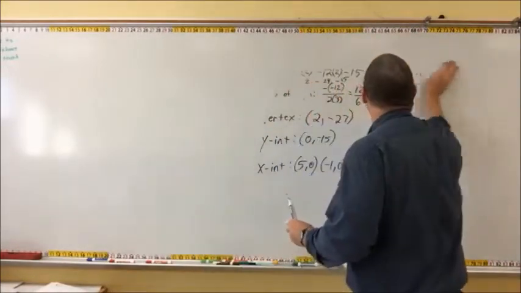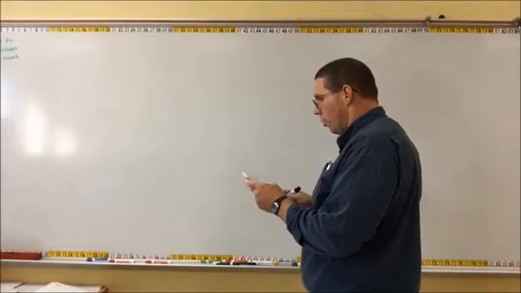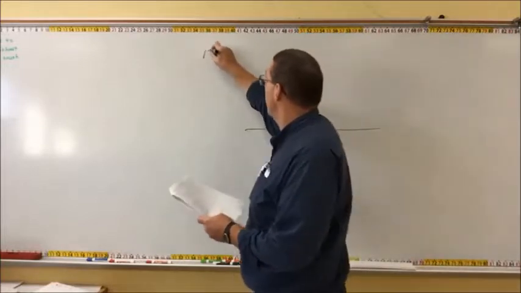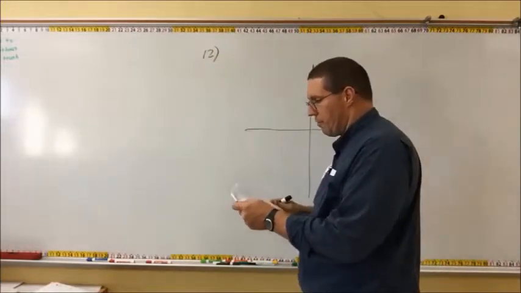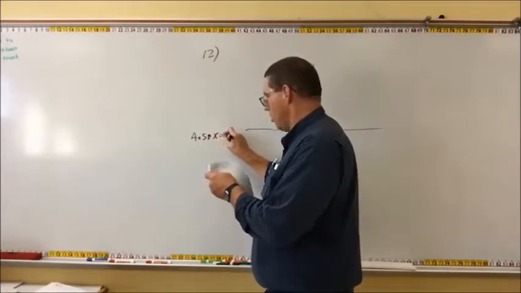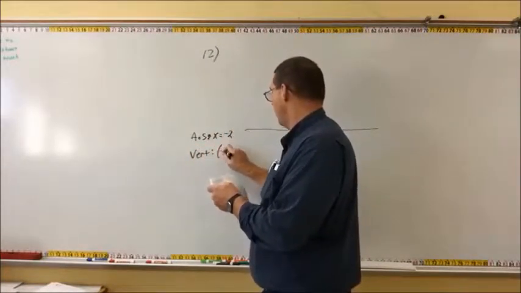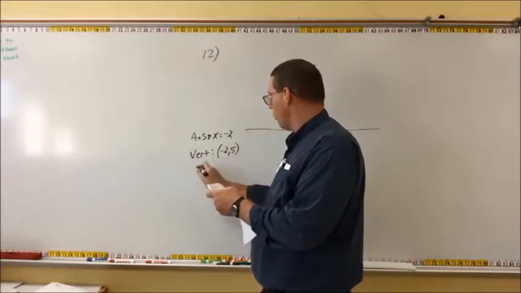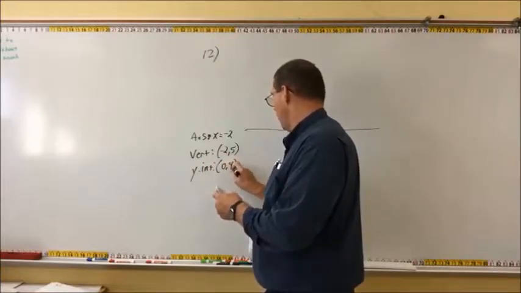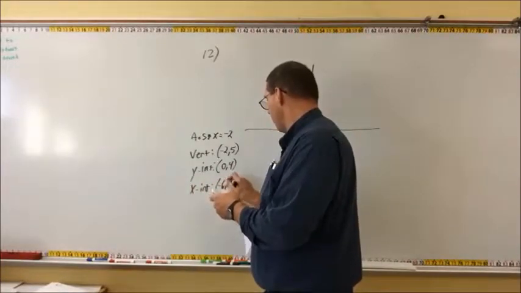For question 12, we are going to graph a quadratic function. Only you weren't given the quadratic function. You were just told that the axis of symmetry is at x equals -2, and that the vertex is at (-2, 5). You were told that the y-intercept is (0, 4), and that the x-intercepts are (-6, 0) and (2, 0).